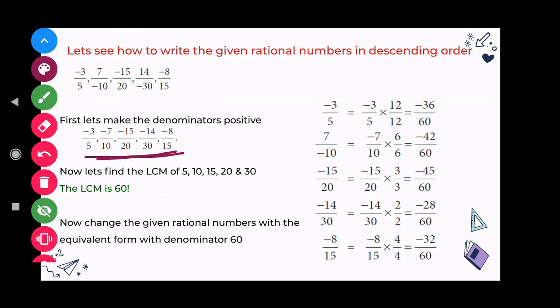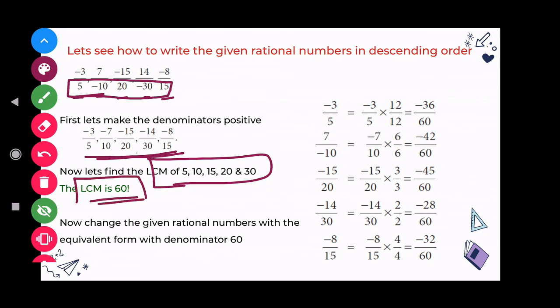What is the next step in comparing rational numbers? The next step is finding the LCM. We have to find the LCM of 5, 10, 20, 30 and 15. We all know how to find the LCM, as I have told you a little earlier. So the LCM is 60. You have to find the LCM by yourself. The LCM is 60. So what is the next step? We have to multiply and divide by a certain number such that the denominators become 60.